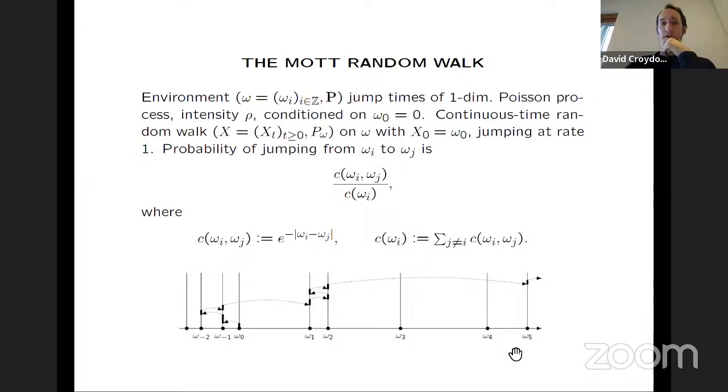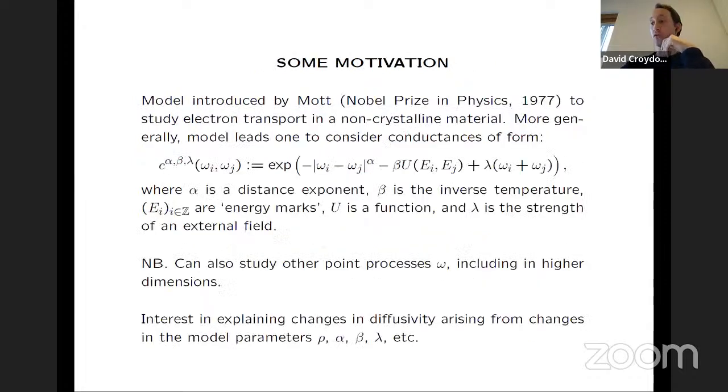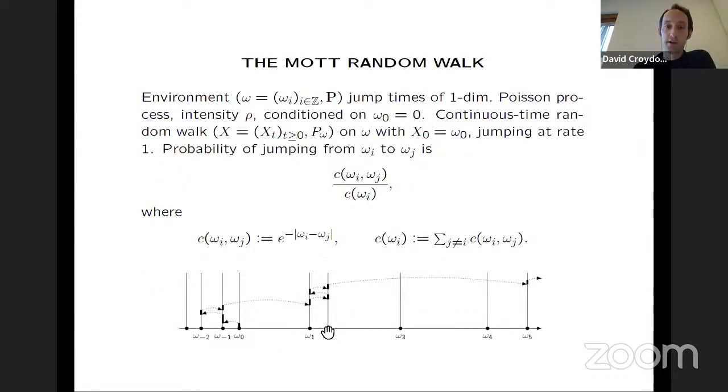And maybe just a little bit of motivation. There's some physical reason for studying this walk. The name is coming from Neville Mott, who was a Nobel Prize-winning physicist in the 70s, who was using it to study electron transport in non-crystalline materials. If we go back to this picture here, the picture is meant to be at low temperature, and these points of the Poisson process are meant to represent electron localization sites.